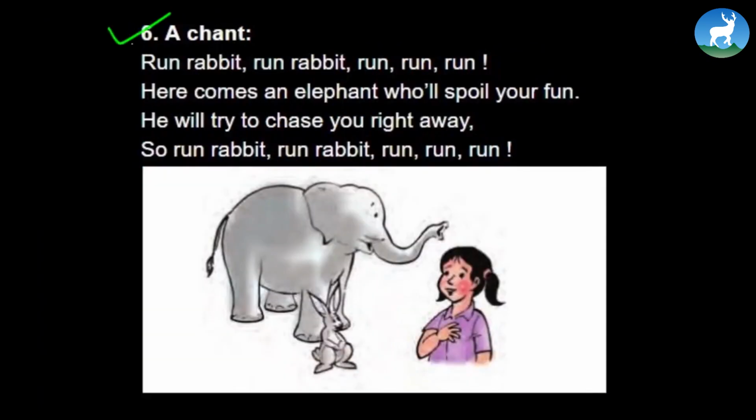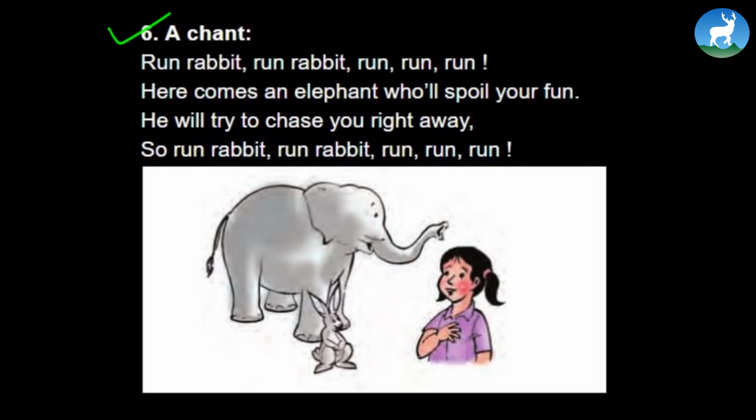Okay, let's chant. So you see there's an elephant in the picture, there's a rabbit as well, and there's a little girl who's going to chant. I mean, she's going to recite this song.